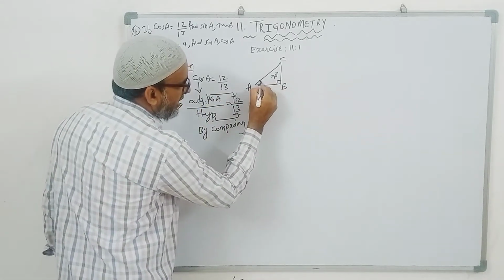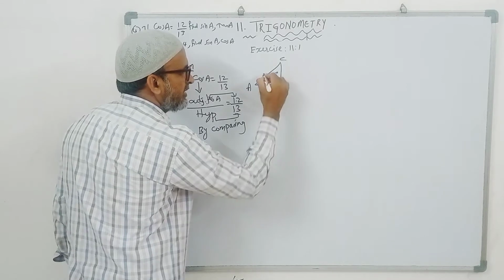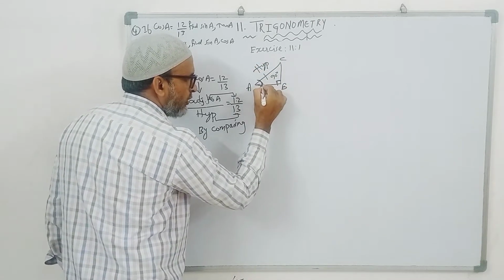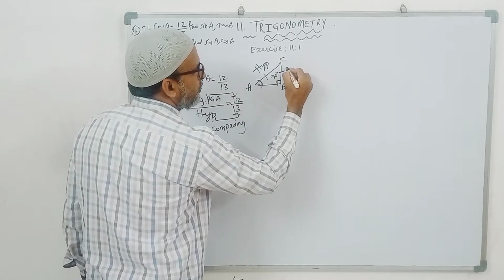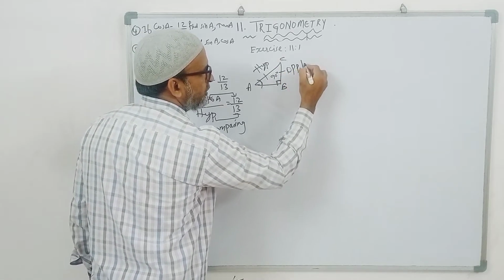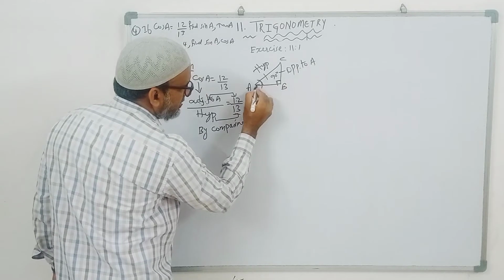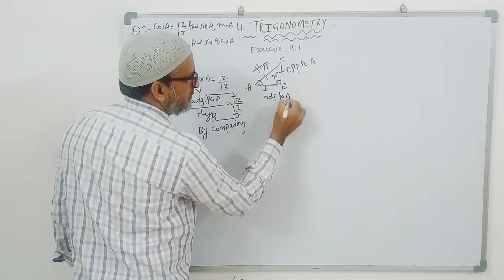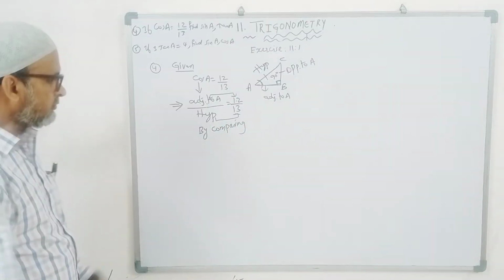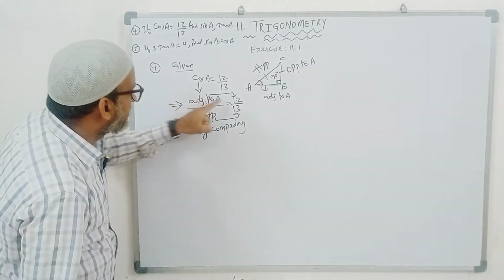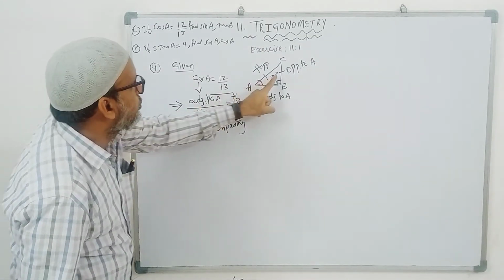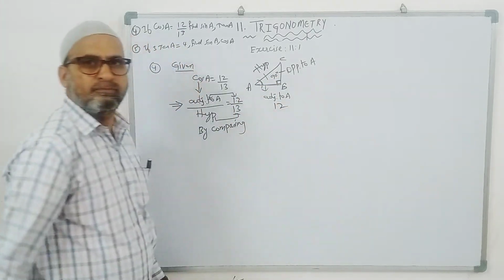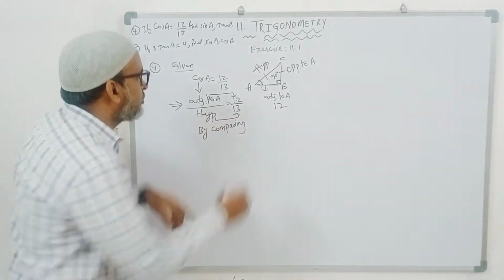This is 90 degrees, so directly this is the hypotenuse. According to A, this is the hypotenuse. This is opposite to A. This is touching this side, that's why this is adjacent to A. First of all, you should give this. Next, by comparison, adjacent to A is equal to 12, hypotenuse is equal to 13.